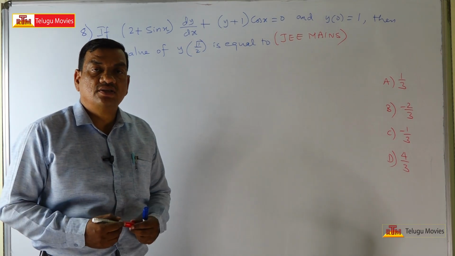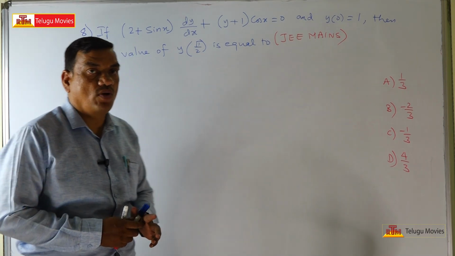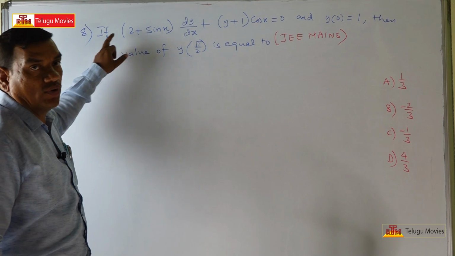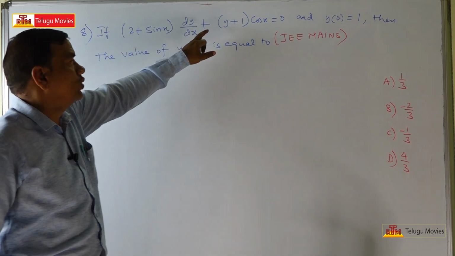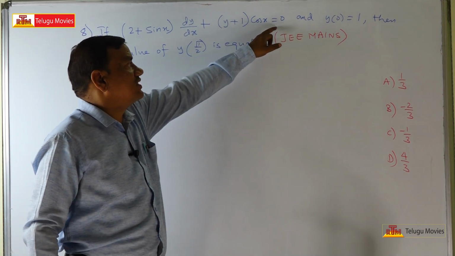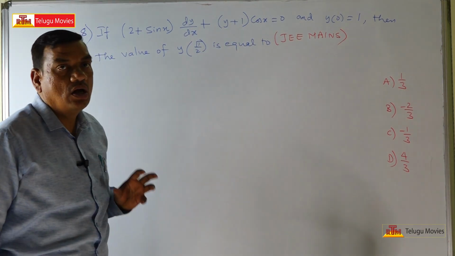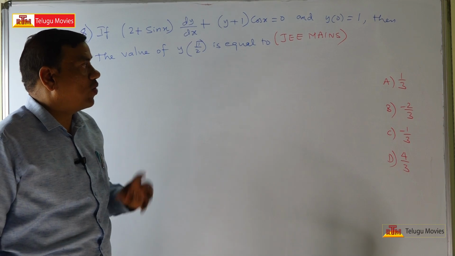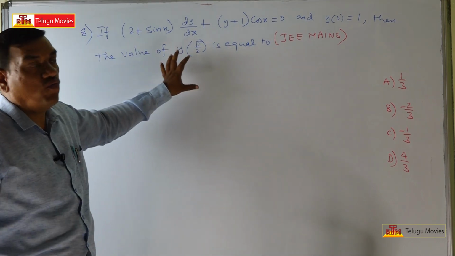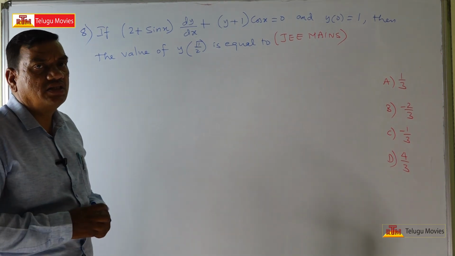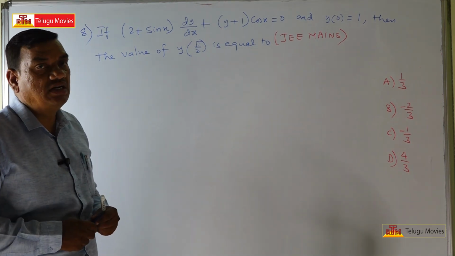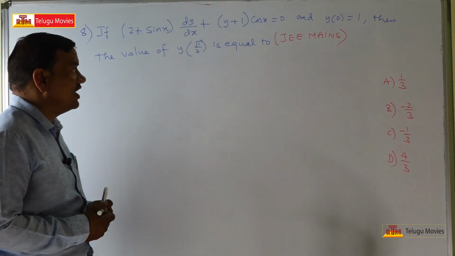So, dear students, welcome to the 8th problem. If (2 plus sin x) times dy by dx plus (y plus 1) cos x is equal to 0 and y of 0 is equal to 1, then the value of y of pi by 2 is equal to what? Clearly this problem comes under differential equations.